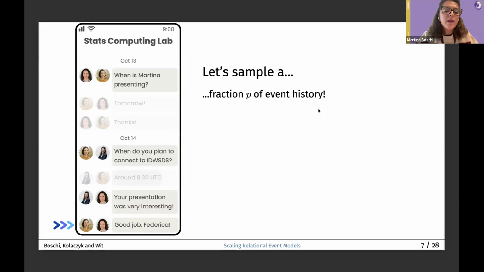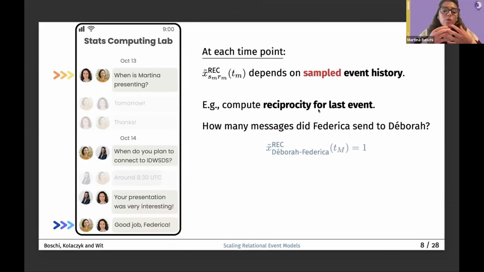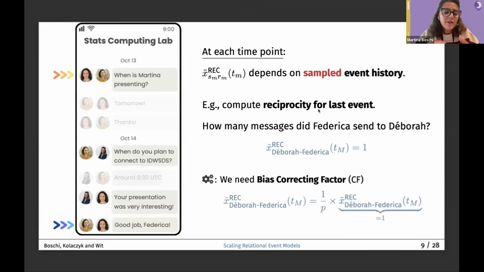this event history and consider only a portion of it. And so we would compute the covariate on the sampled history. So if we look at the sampled history, now the number of reciprocal events is equal to 1. Of course, we need to correct for the fact that the sampled event history is always smaller than the original event history. So we need to apply this correction of 1 over the proportion of the history that we consider.